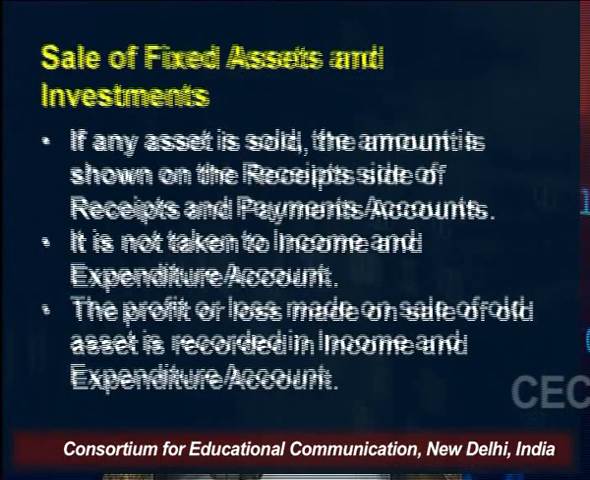Next is sale of fixed assets and investment. Any fixed asset or investments sold by the NPOs, in that case, the amount received is to be shown on the receipt side of the receipt and payment account, but the profit or loss made on the sale of this asset or investment is to be shown in the income and expenditure account. So that's all for today.